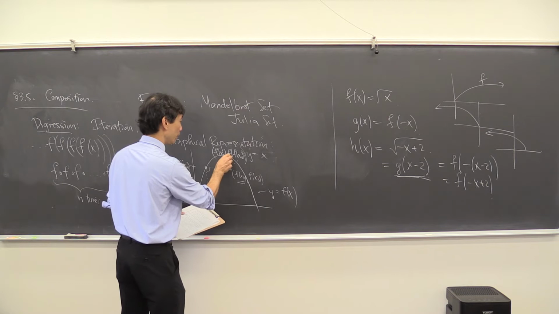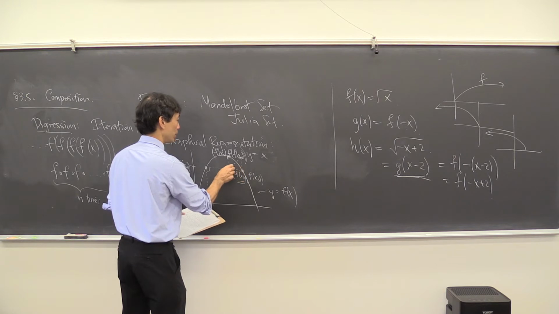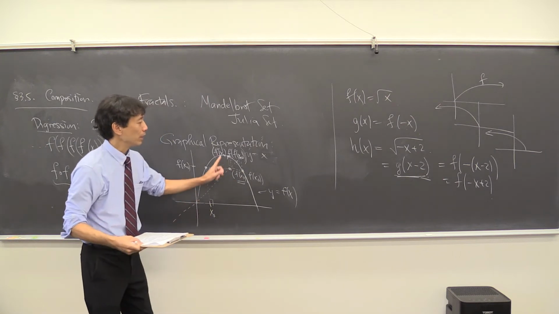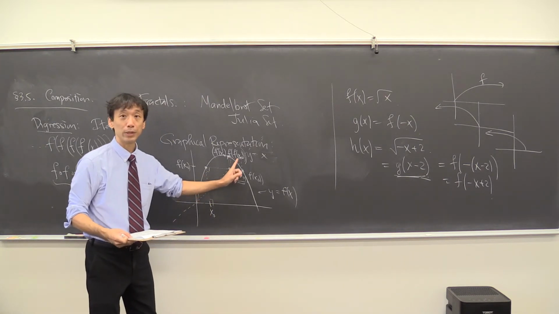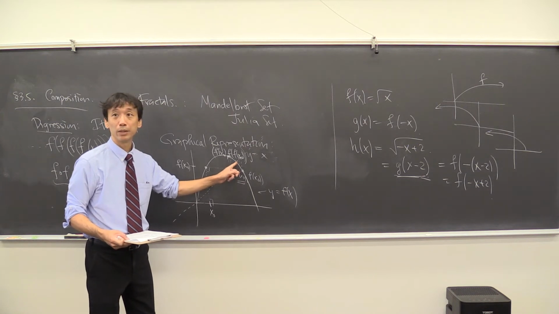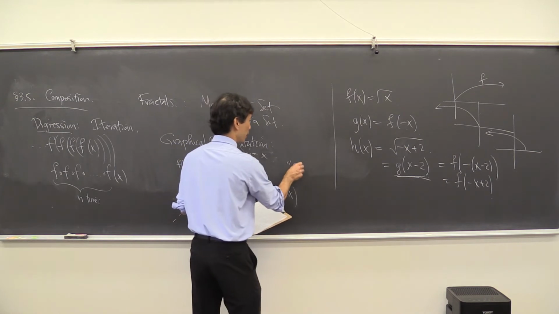So we go to the line, we go to the function, we go to the line, we go to the function, so on and so forth. And in this case, it actually converges. As you head off towards infinity, it's going to get closer and closer and closer to some point. Okay, we call that convergence.